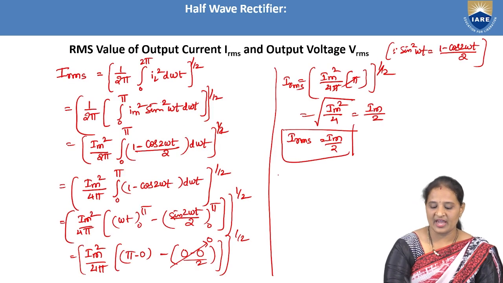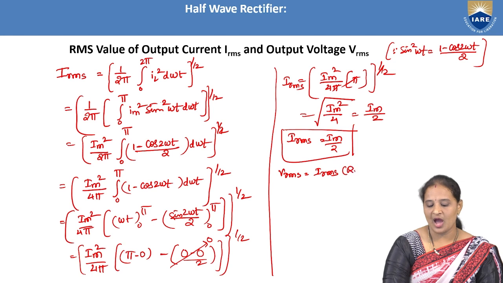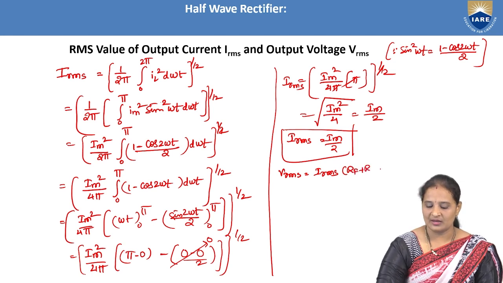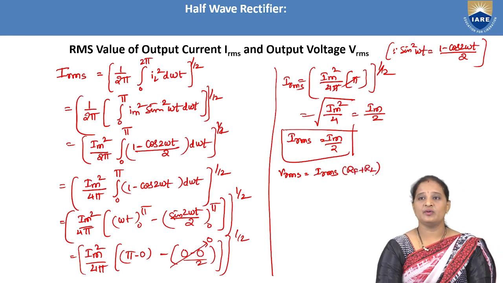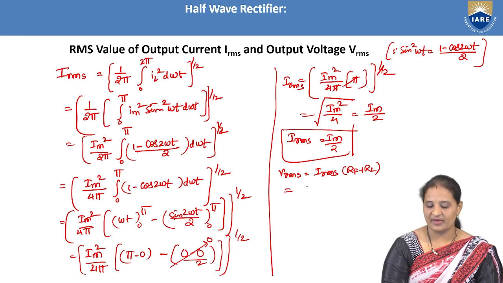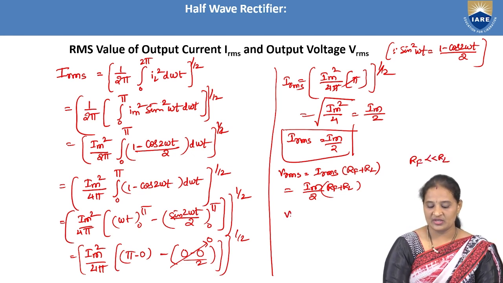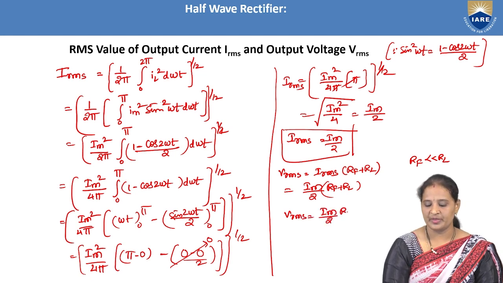So VRMS can be found out by IRMS into RF plus RL. Here IRMS is nothing but Im by 2 into RF plus RL, where RF is very much less than RL. So I can neglect this one. So VRMS is equal to Im by 2 into RL.